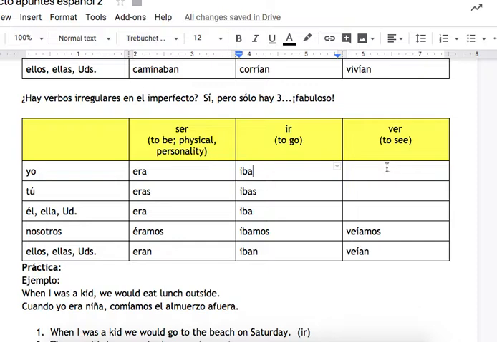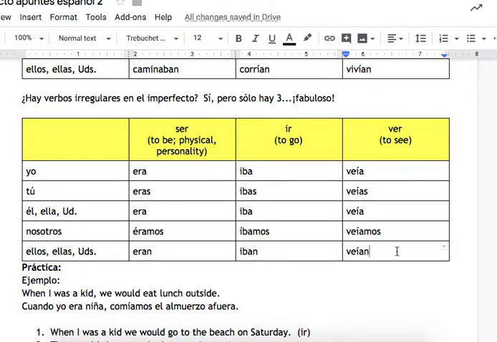And then finally ver, which is to see. It's veía, veías, veía again, and then I put these last ones in for you, veíamos and veían.